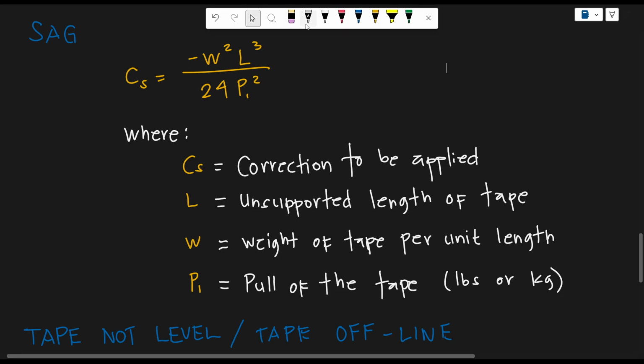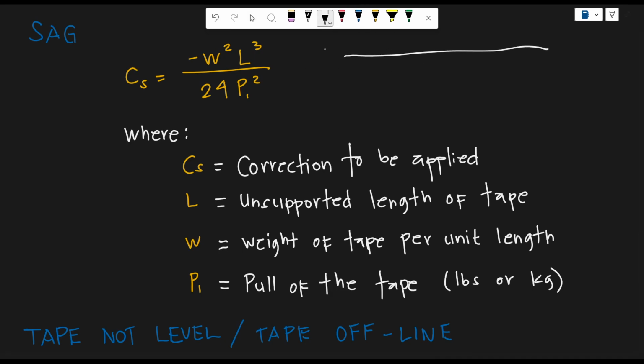I will show you. So if you have a line right here, I'm going to try to draw a line. So assuming that is straight, this is the ideal level of our tape. But due to the weight of the tape, it will tend to sag. So the sag is usually just small, but I'm just exaggerating it to demonstrate this. Okay, so this sag is the one that we are correcting for.